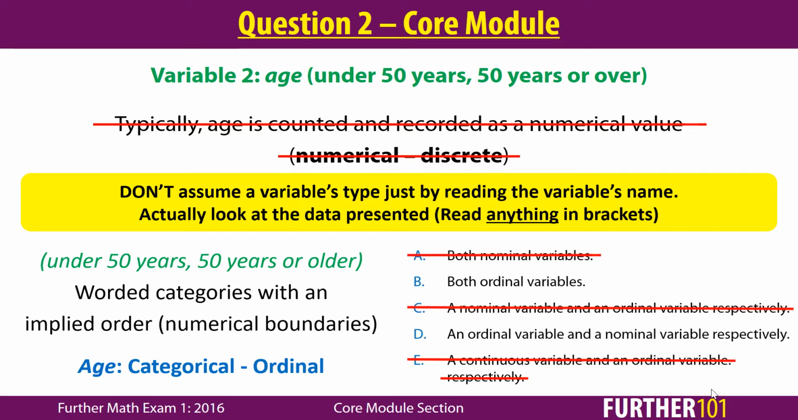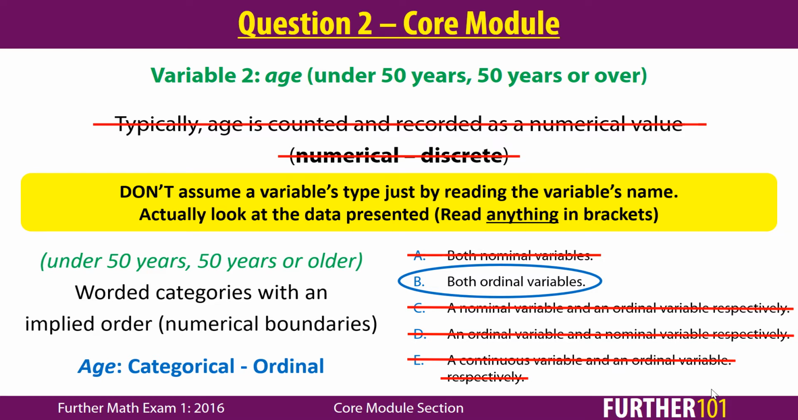Let's go back to our possible answers and select the correct one. Answer B describes both variables as ordinal and fits our findings. This is the correct answer, but to be sure, let's check answer D. Answer D describes age as a nominal variable, which contradicts our findings that there was an implied order to the categories. So this must be incorrect.